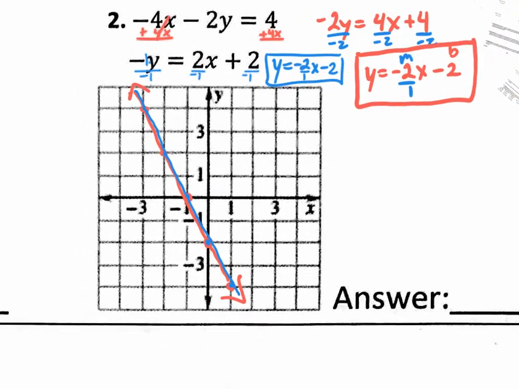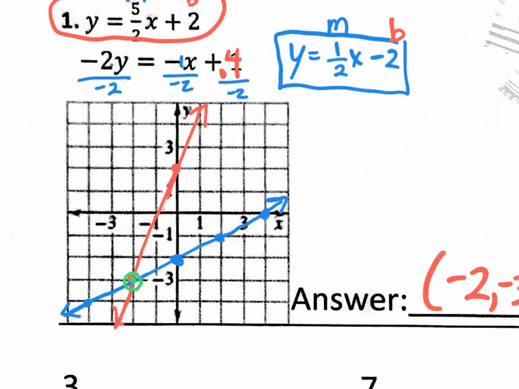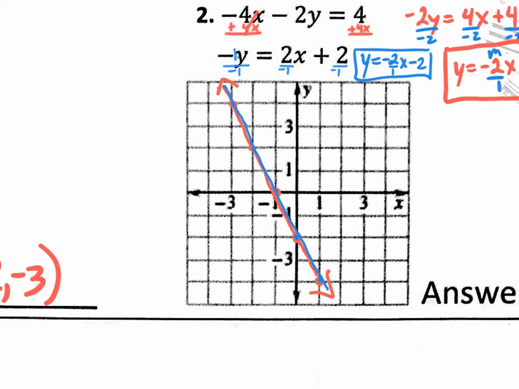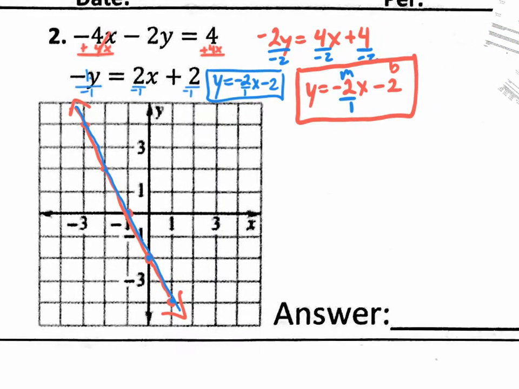Now, remember, we are trying to find the point of intersection, the point that they share. On number 1, that was the only point that the red line and the blue line have in common. Now over here, how many points do they have in common? There's an infinite amount of points. So on your answer, you're going to put infinitely many solutions. You can write it out. You could abbreviate if you want.